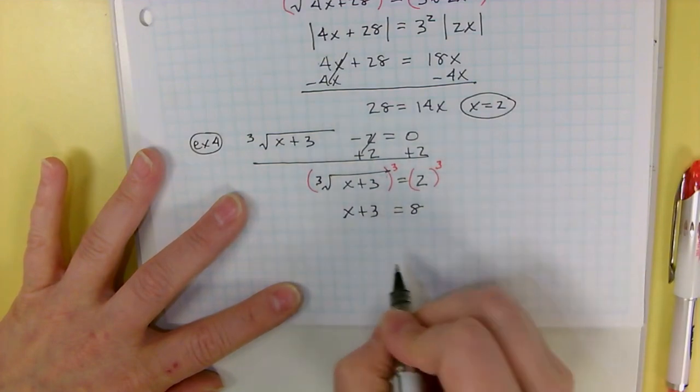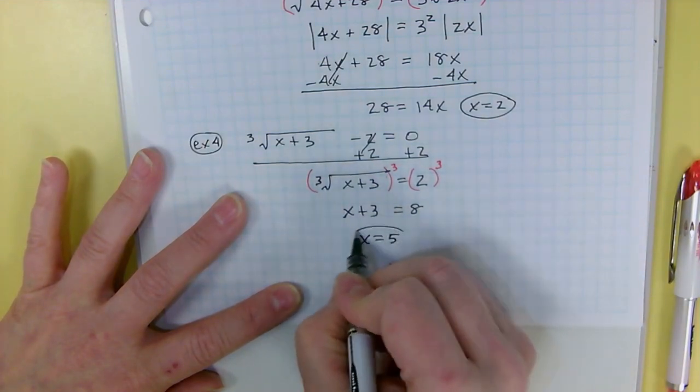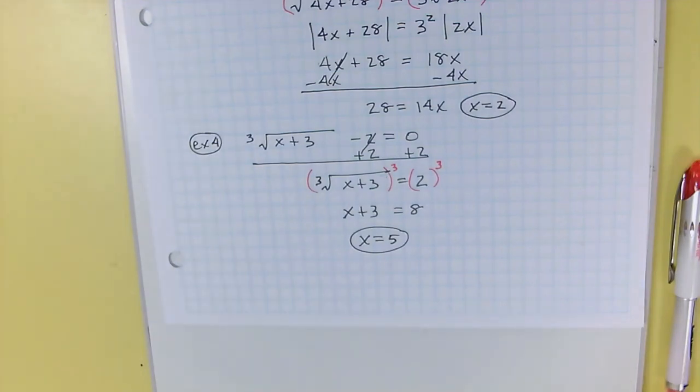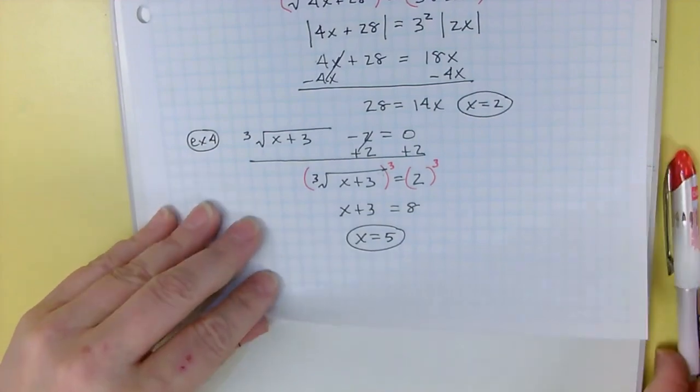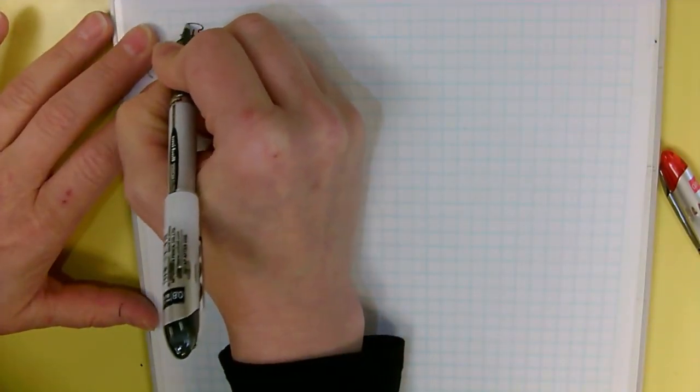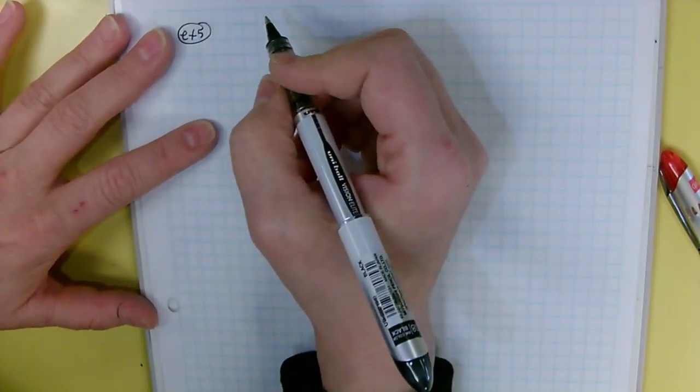2 cubed is 8, so x equals 5. And again, with an odd index, it doesn't matter if you create a negative under the radical. So that's a good answer. Okay, example number 5. We're going to do 2 more and then we're going to wrap this up. So example number 5.